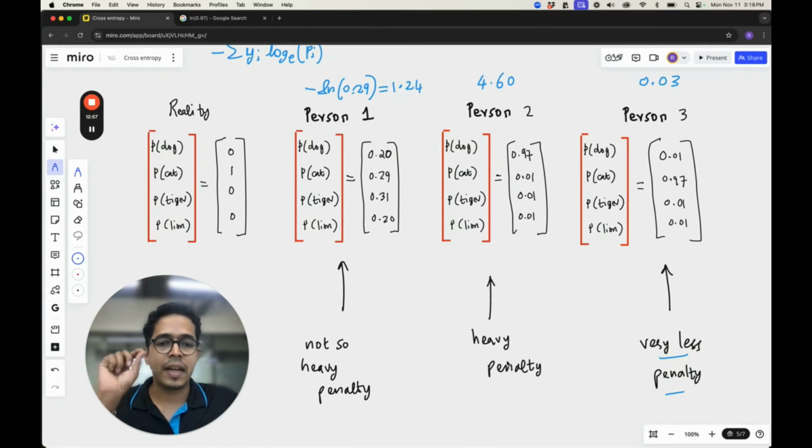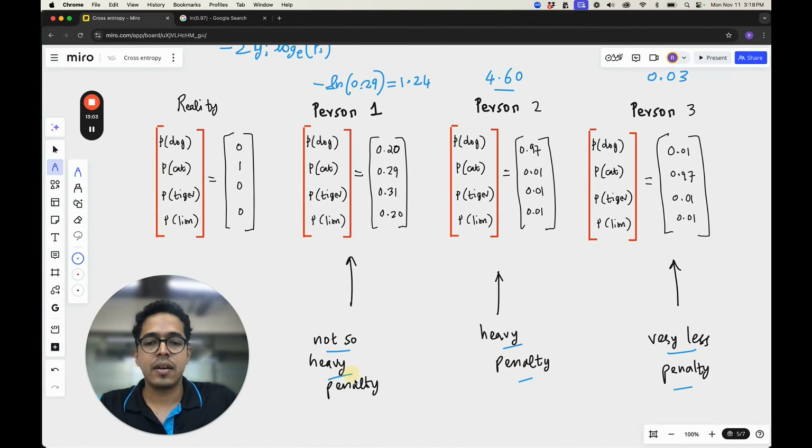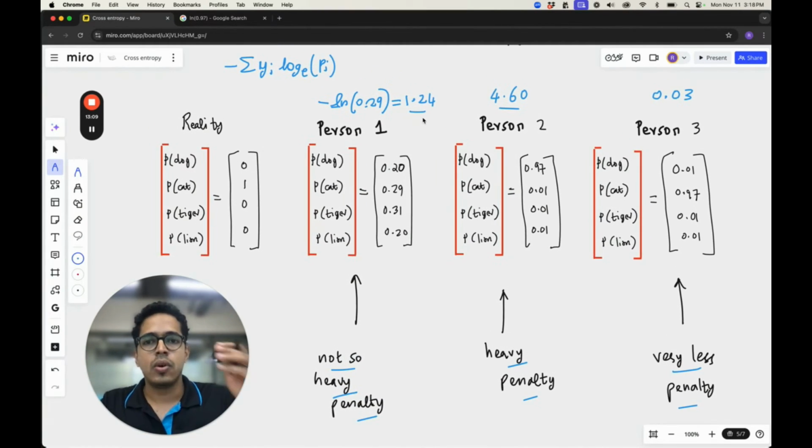Person 2 should be given a heavy penalty. That is also true. Person 2 is given a 4.60 penalty. And person 1 gets not so heavy a penalty, but yet it should be there because they were underconfident and wrong. So it's 1.24. Cross-entropy loss basically achieves what we wanted to achieve logically. It's a very nice mathematical formulation for achieving something that is very logical.